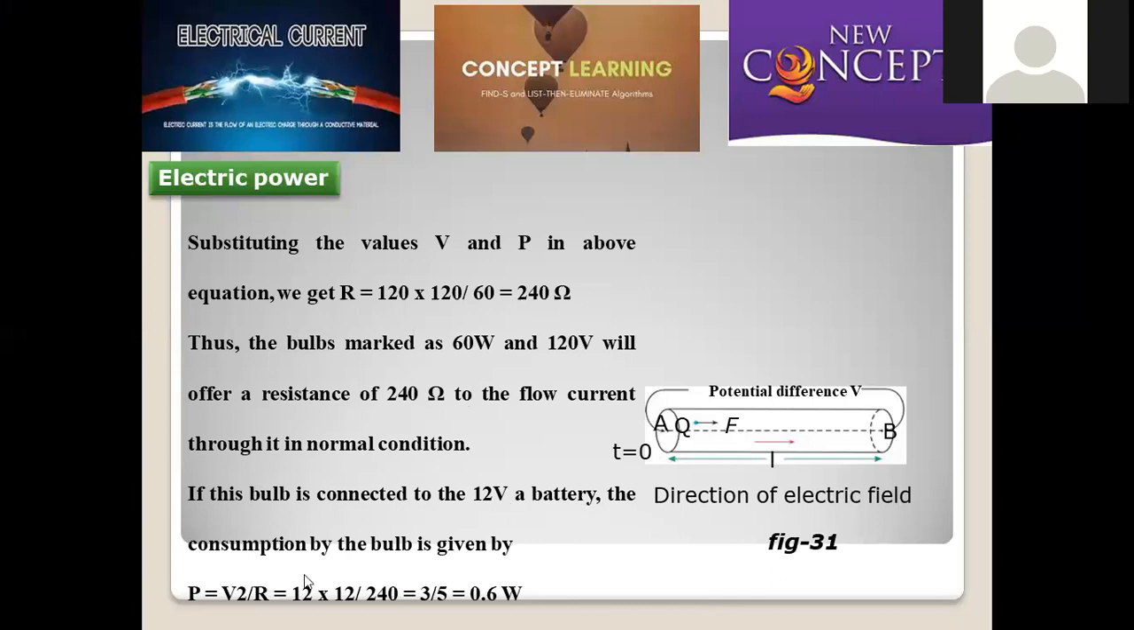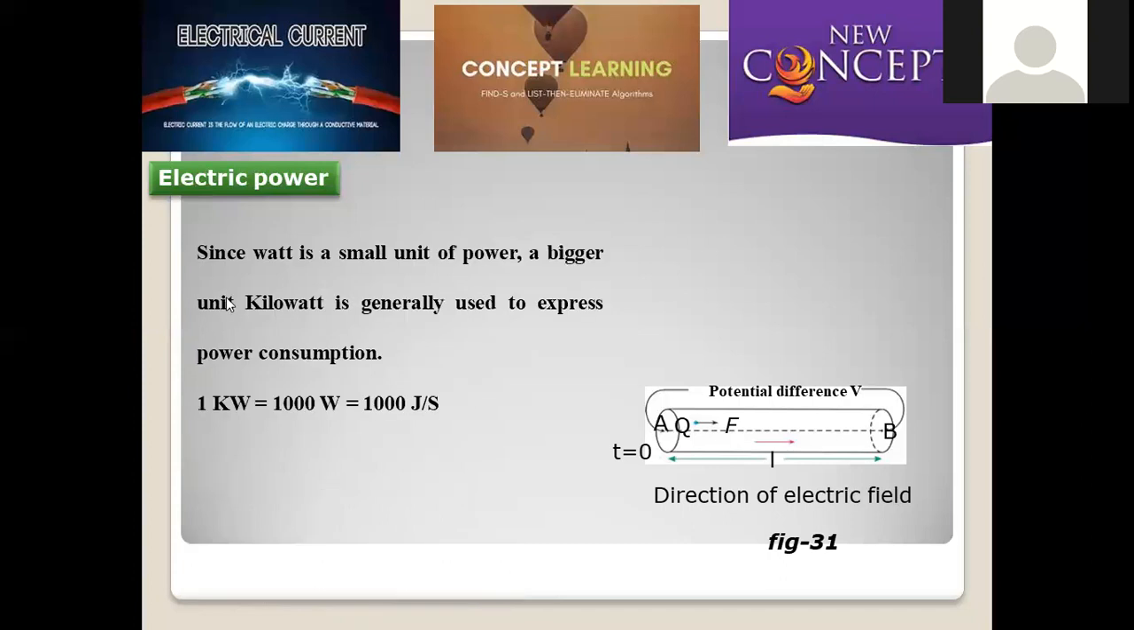Now this bulb is connected to a 12 volt battery. The consumption of energy is given by power consumption equal to V squared by R. Now, the voltage provided is 12, so V squared means we have to take the square of this value. So it will be 12 into 12 by the resistance, which is 240. So 12 into 12 by 240 becomes 3 by 5, which is nothing but 0.6 watts. In this case, the power consumption will become 0.6 watts. Now, the bigger unit of power will be the kilowatt.